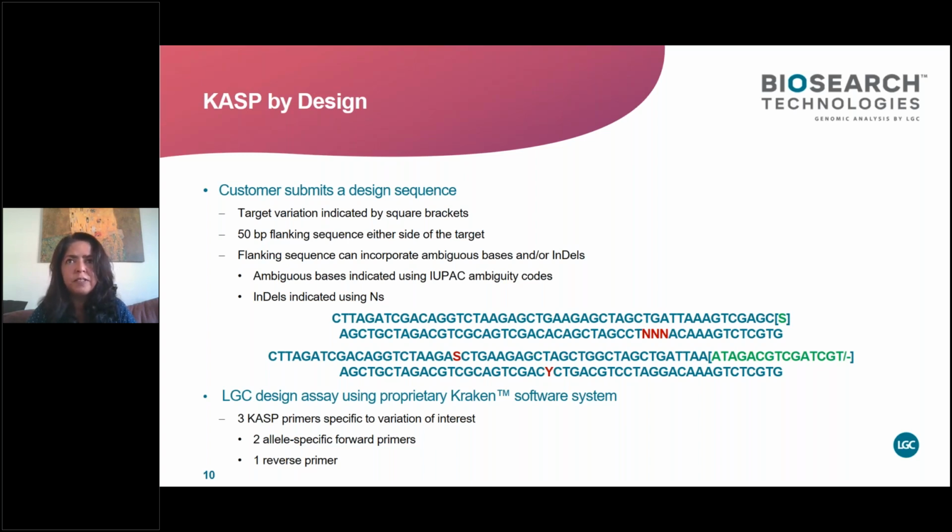Any ambiguous bases can be submitted as IUPAC codes and will allow the incorporation of any wobble bases that we are seeing. All the KASP assay designs are done through our proprietary Kraken software. And as I said before, KASP assays include the development of 2 allele-specific primers and a single reverse primer.